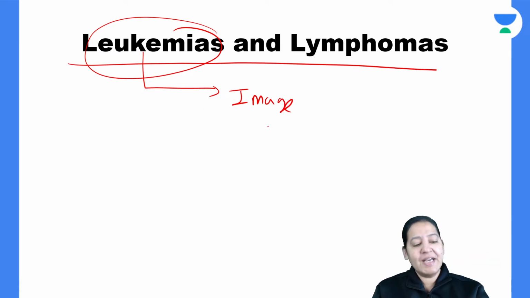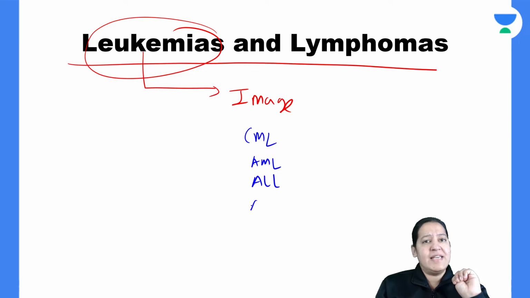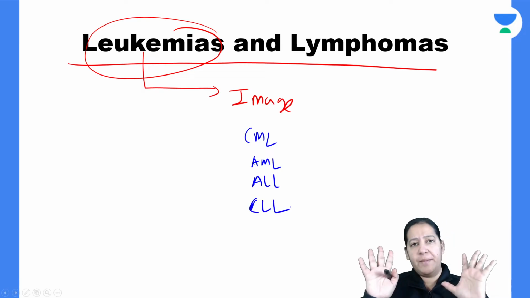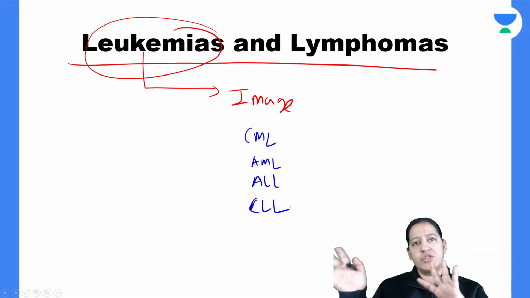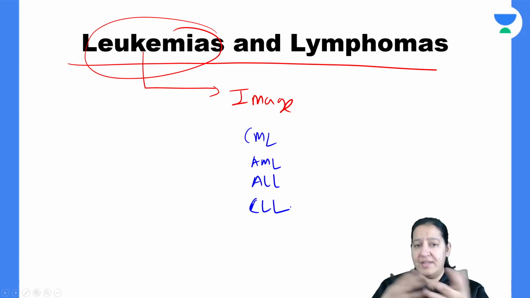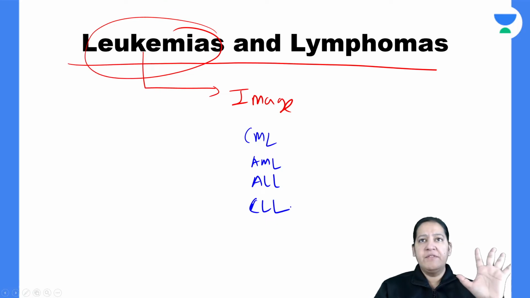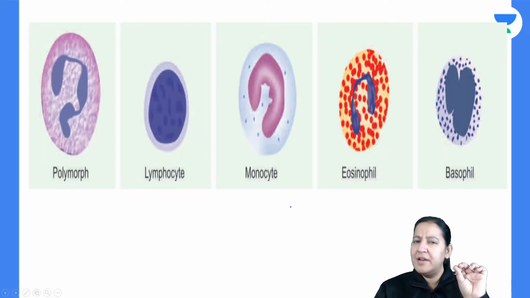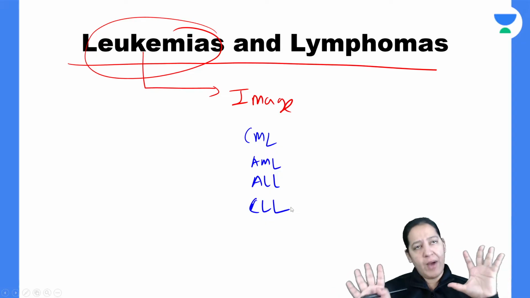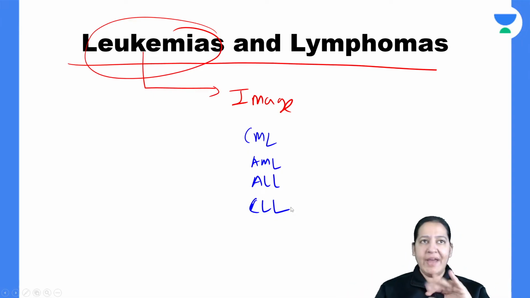The basically important leukemias are 4: CML, AML, ALL, and CLL. These are the 4 important leukemias, but we will do others also: non-Hodgkin's lymphoma and Hodgkin's lymphoma, and other leukemias also, hairy cell leukemia, Burkitt lymphoma. We will do all, one by one. Before that, I would like to give you a little bit of theory. You understand the concept, see the images, then we will solve the questions, right?